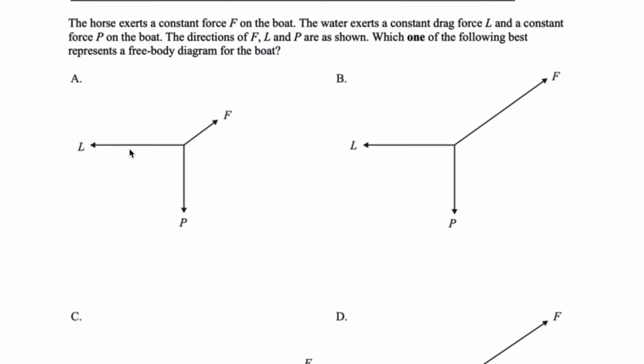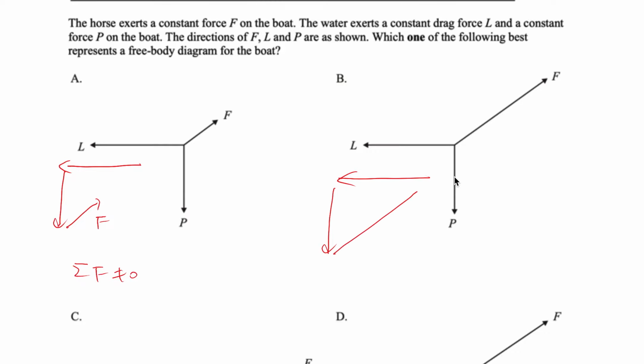Okay, so for A, you have one force goes this way, another force goes this way, and another force goes this way. So you can see it's clearly not a closed shape, so the sum of all the forces doesn't equal zero. Okay, for B, one goes this way, one goes down, and then the last one goes up. It's perfectly closed, so the sum of all the forces equals zero. So in the exam paper, you can just draw it on the multiple choice questions.